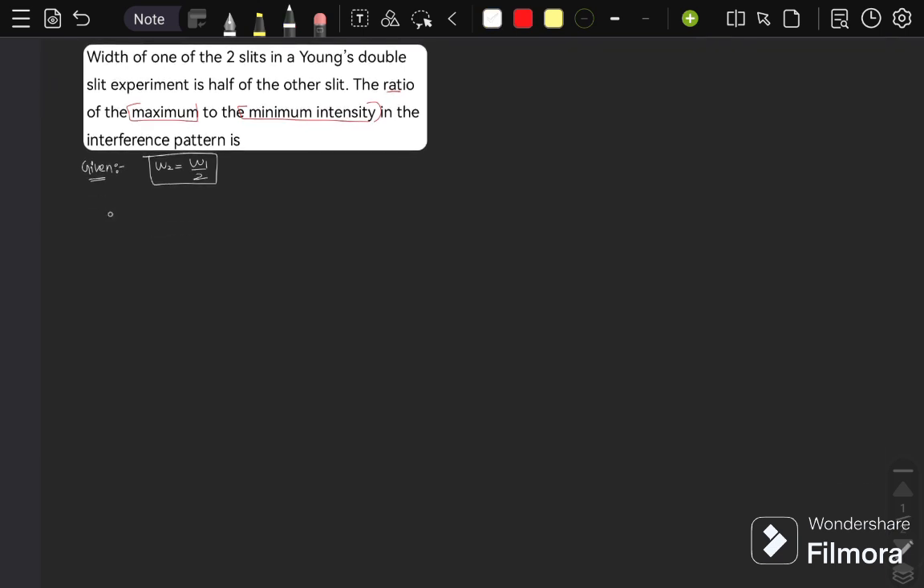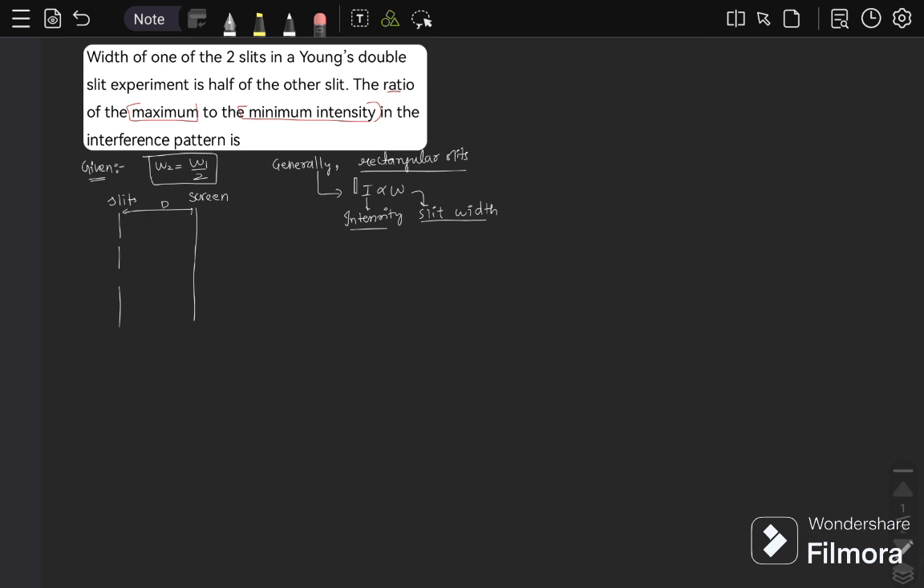So in the YDSE experiment, we know that there are two slits and there is a screen, which is placed at a distance capital D, but that is not required here. Generally in YDSE experiments we take rectangular slits. So in such cases I is directly proportional to the width. What is I? Intensity, and this is the slit width. This is the general case.